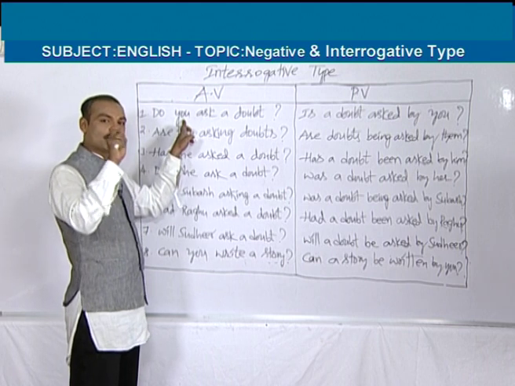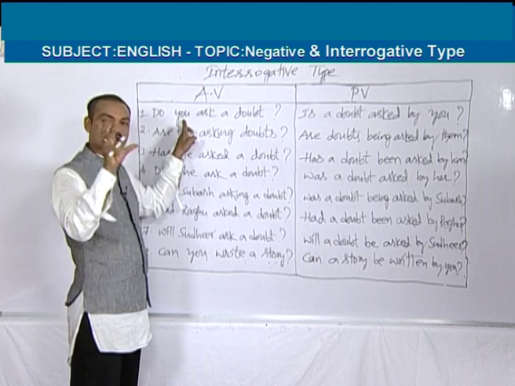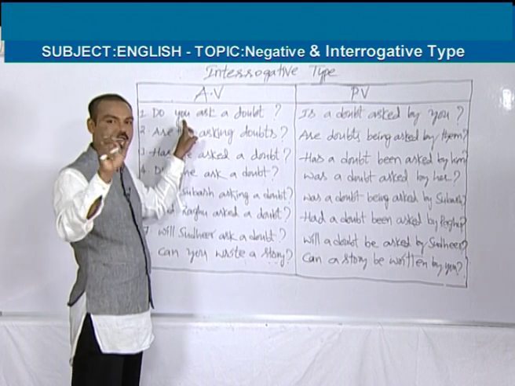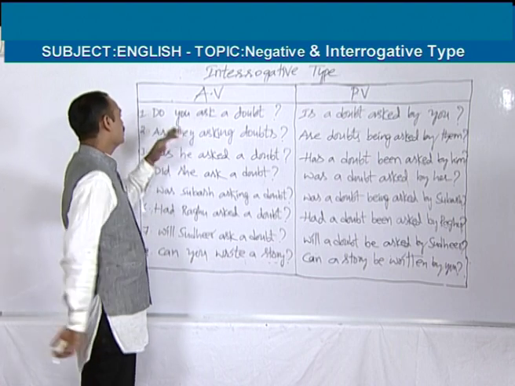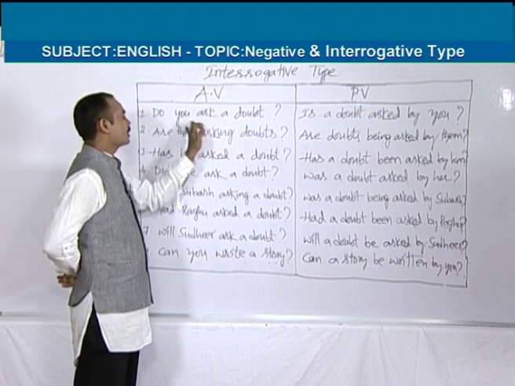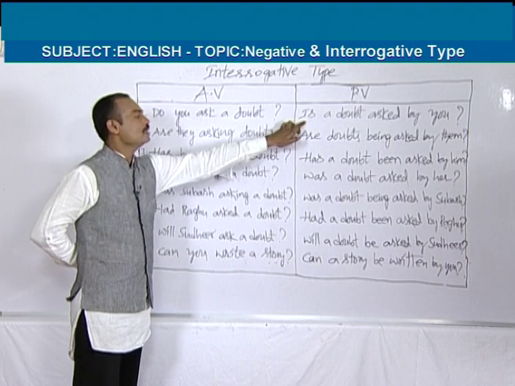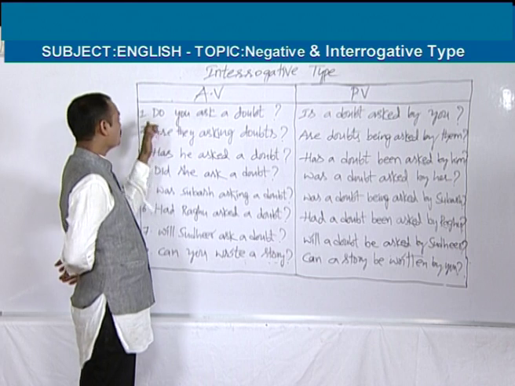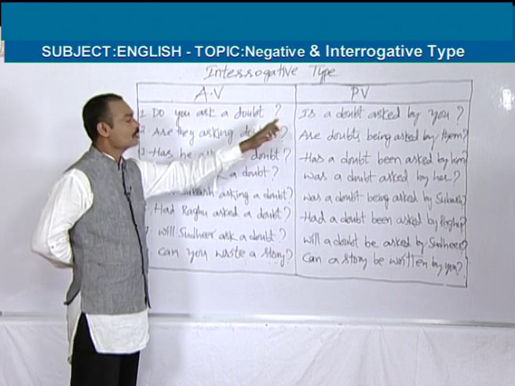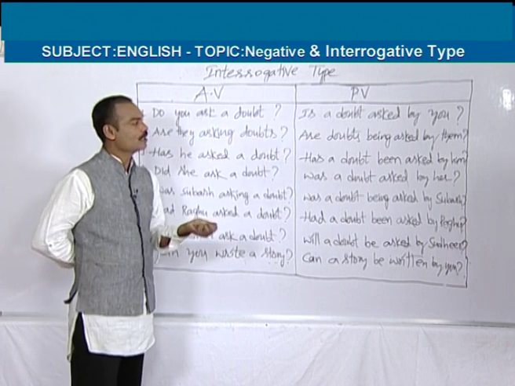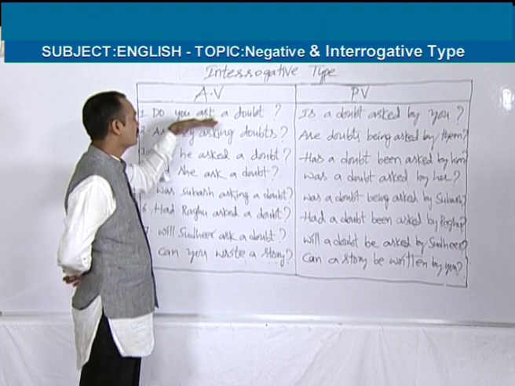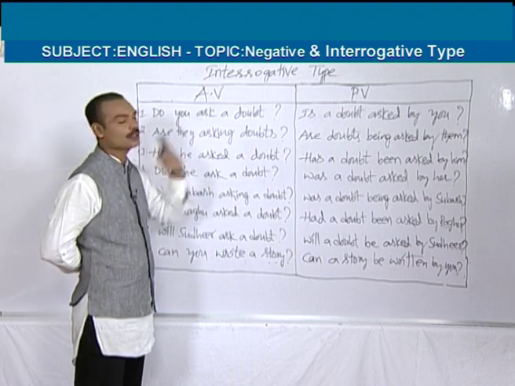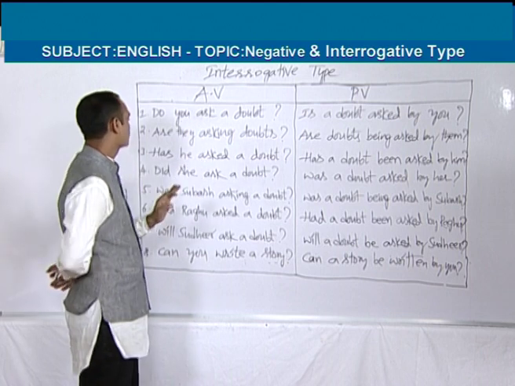So before I, you, they and any plural subjects we should use do. Before he, she and any singular subject, does should be used. Does he, for example, does he ask a doubt? Is a doubt asked by him? She means, does she ask a doubt? Is a doubt asked by her? Like that. These are the examples of simple present tense interrogative sentences.